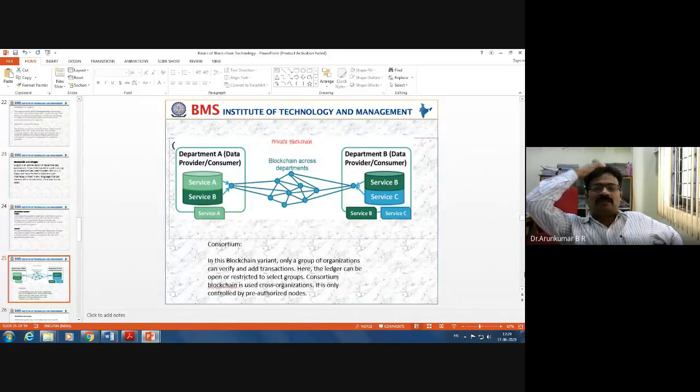Now, there is one architecture here: blockchain across departments, how we can have the blockchain. So department A, department B. These are the nodes, and here is one node which renders some services. In this blockchain variant, only a group of organizations can verify and add transactions. Here the ledger can be open or restricted to selected groups. Consortium blockchain is used across organizations. It is only controlled by pre-authorized nodes.